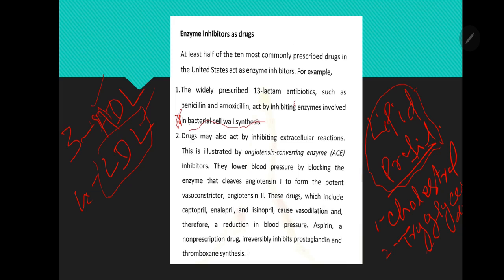Aspirin, a non-prescription drug, irreversibly inhibits prostaglandin and thromboxane synthesis.